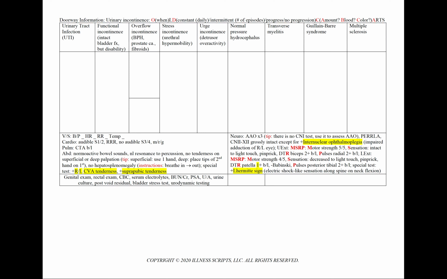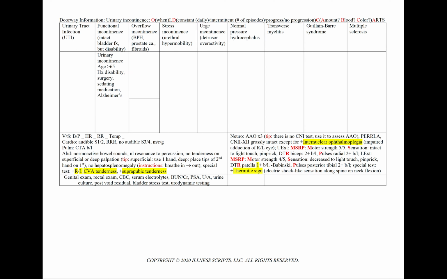In all cases, we can order a genital exam, rectal exam, CBC, serum electrolytes, BUN creatinine, PSA, urinalysis, urine culture, post-void residual, bladder stress test, and urodynamic testing. In a urinary tract infection, our supporting points will include urinary incontinence, dysuria, polyuria, and abdominal or flank pain. And as we'll see in our physical exam coming up, the positive special test for CVA tenderness if in an upper UTI or pyelo, or suprapubic tenderness if in a lower UTI or cystitis.